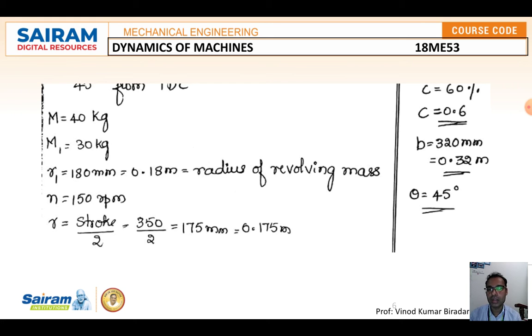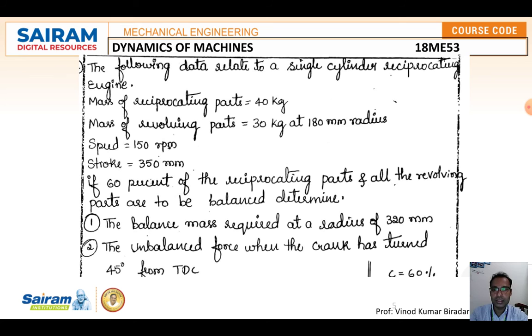We have the formula: radius r is equal to stroke by 2, that is 250 by 2, which gives 175 mm, that is 0.175 meter. Here C is given as 60 percent. If you divide by 100, you get C equal to 0.6. B is given as 320 mm, which is 0.32 meter.